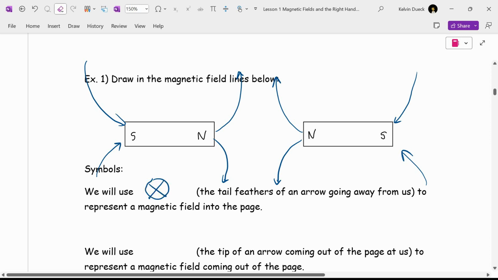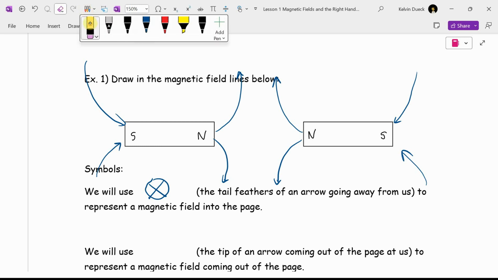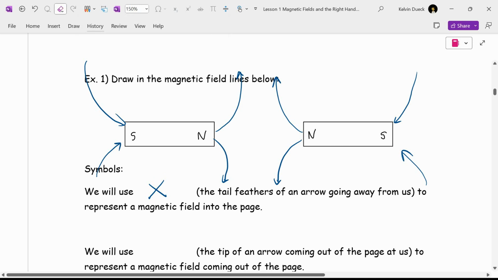That's meant to be the tail feathers of an arrow retreating away from us. So imagine an arrow pointing, like an actual archer's arrow, pointing into your page. You would see the tail feathers. Sometimes if I'm typing the graphics, because it's really tough to get the graphics for a circle with an X inside of it, but it's really easy to do a capital letter X, I might just do that because it's just a pain.